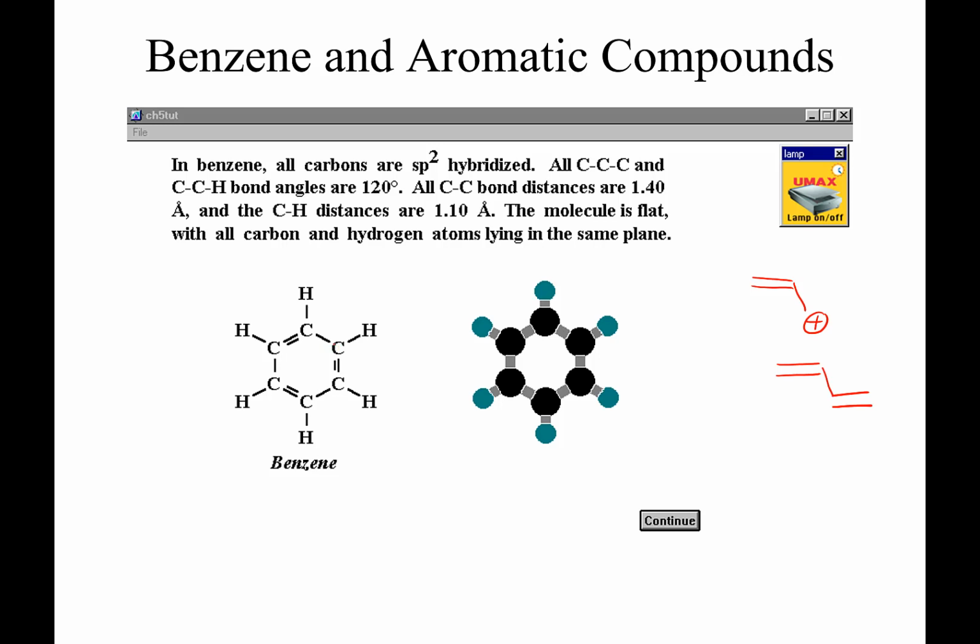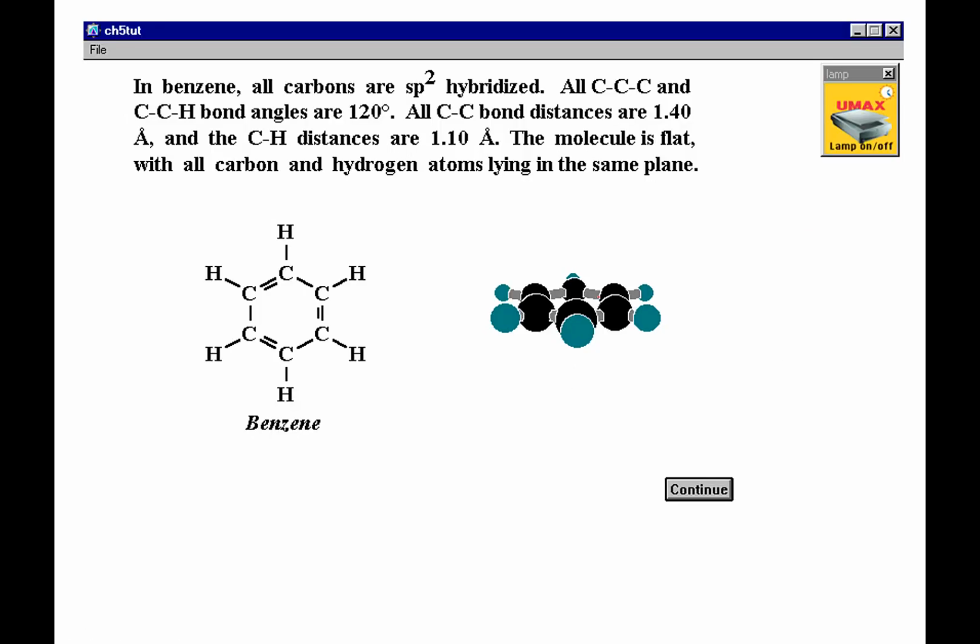So a couple things structurally about benzene. Benzene is flat, as you can see in this picture. All the carbon-carbon bonds are the same length. They're all in between a single and a double bond. But this molecule is flat. And that is a characteristic of aromatic compounds. Molecules that are super stable and aromatic are flat or planar.